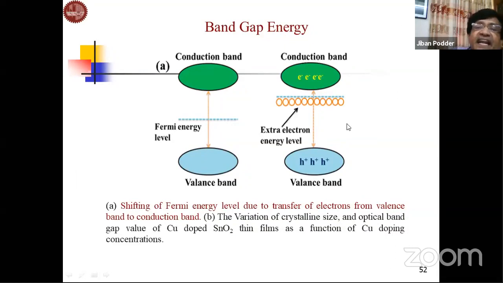What is happening in the band gap? When you dope, the doping element gives extra electrons, and due to this excess of electrons the Fermi energy level is shifted from the valence band to the conduction band. So this is the mechanism behind the small crystallite size and the optical band gap value of copper doped tin oxides as a function of copper doping concentration. These are the main reasons for the shifting of the Fermi energy level, due to the transfer of electrons from the valence band to the conduction band because of the excess of the doping element.